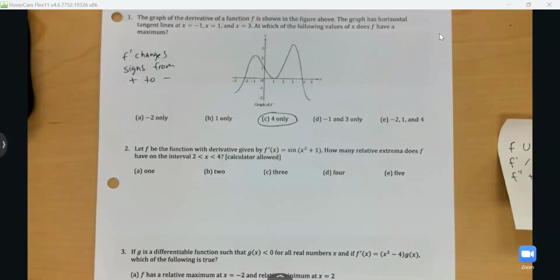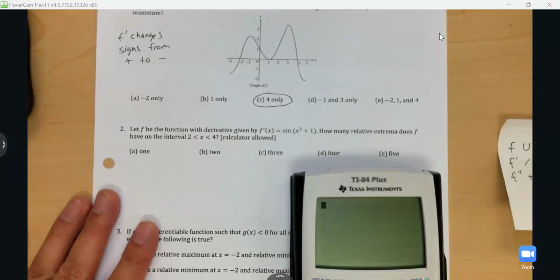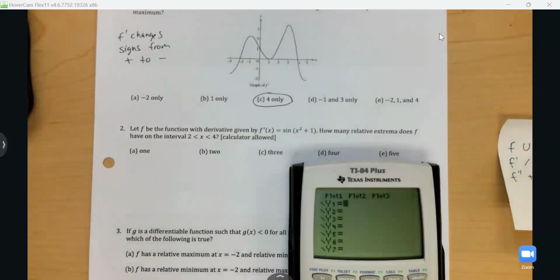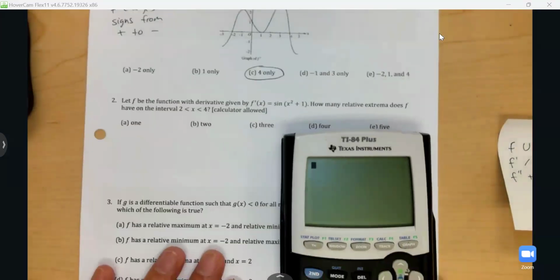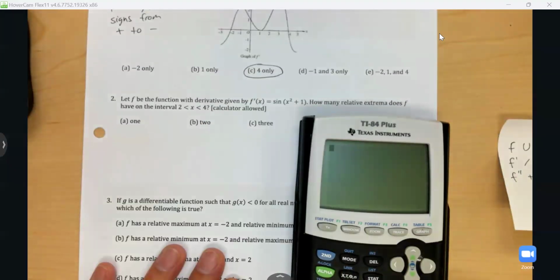So this one is a calculator allowed question here. We are given f prime and asked how many relative extremas does f have. So again, the easiest thing to do here is just graph f prime and then check to see how many sign changes there are. So that's why we need our calculator. We're going to go ahead and graph f prime of x equals sine of x squared plus 1. And just as a reminder, whenever you are dealing with anything with your calculator, especially with trig, your mode should always be in radians.